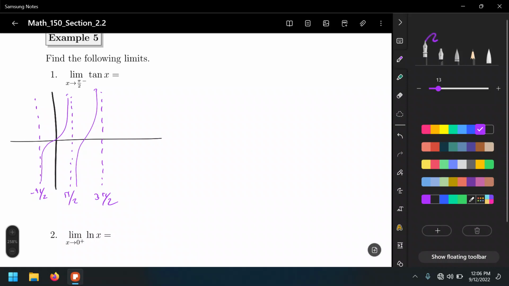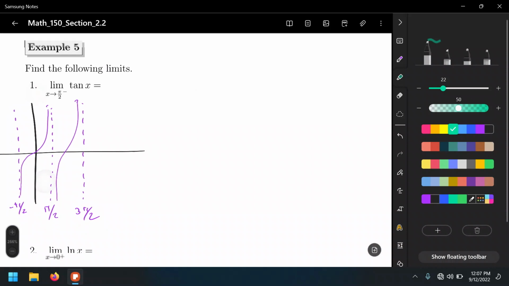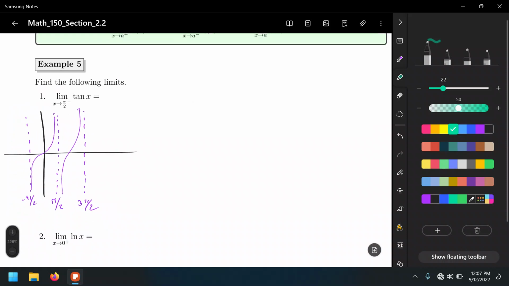So they're asking us to find the limit of the tangent function as x approaches pi over 2, but in this case from the left, only from the left. I don't want to see the limit from the right. So what are we going to do? We want to approach this value of x, which is pi over 2, from the left. Where is that going to? Positive infinity. All right.